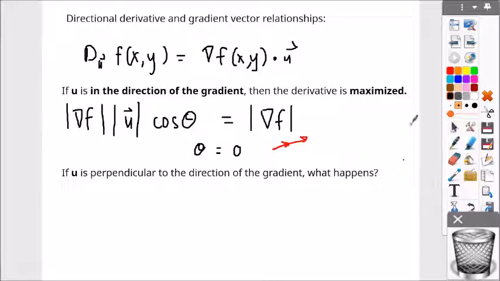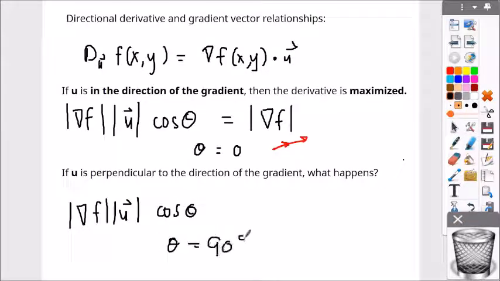Well, if they're perpendicular, then what's the angle? What's the cosine of the angle? The angle is 90 degrees, so theta is 90. So what does that mean? That actually means that cosine will be 0. Cosine of 90 is 0, so there is no change in the derivative at all.